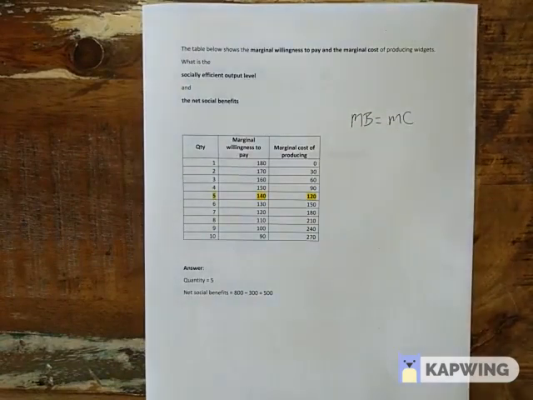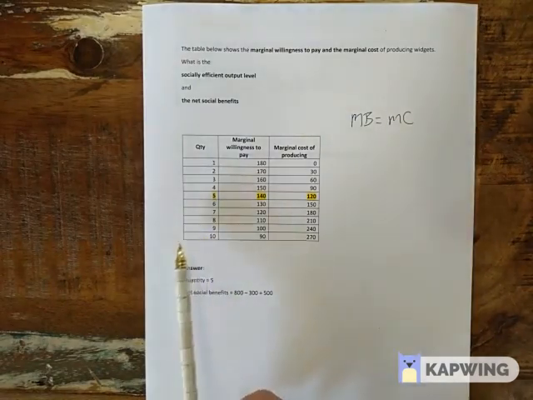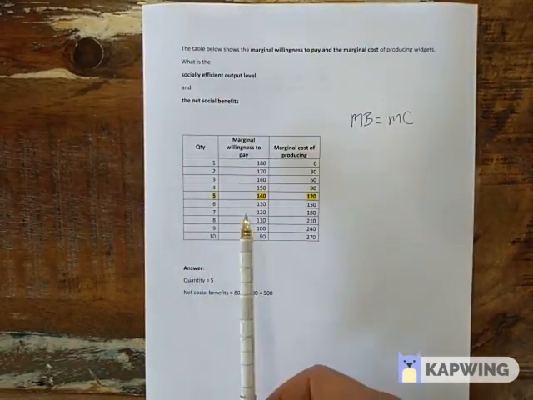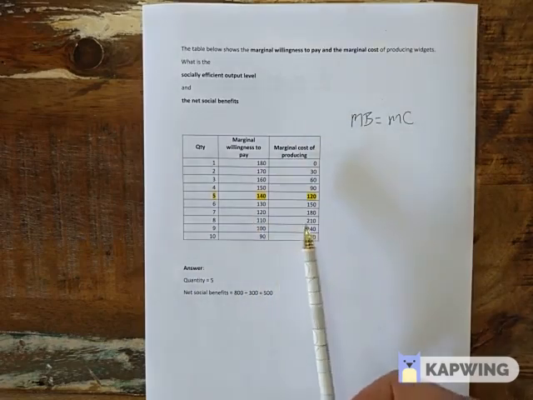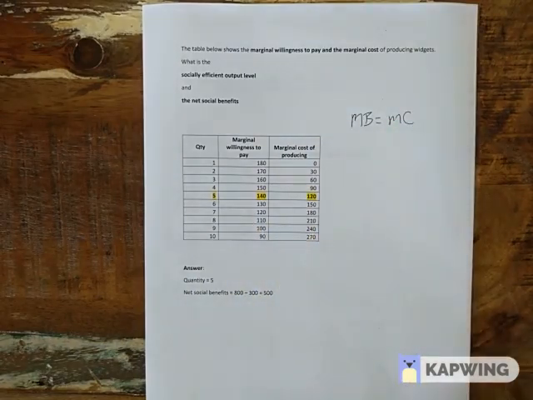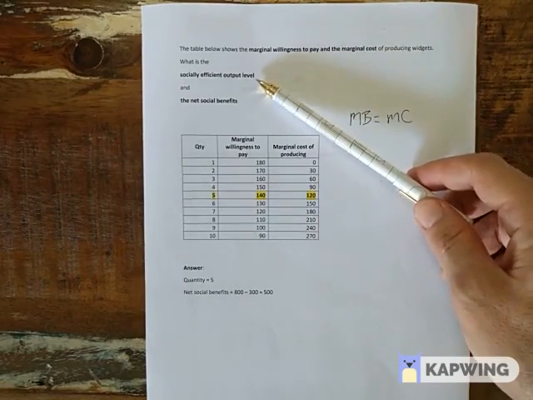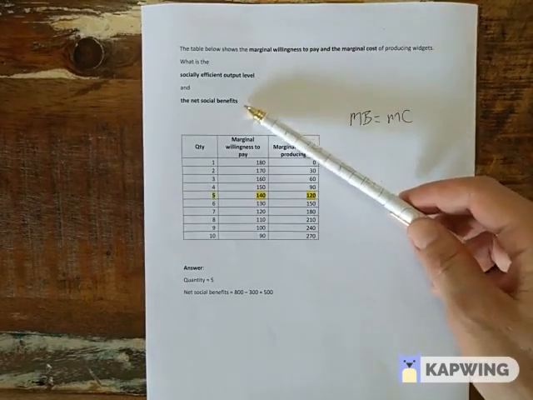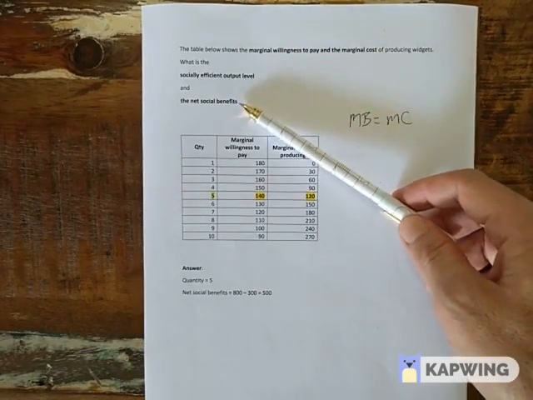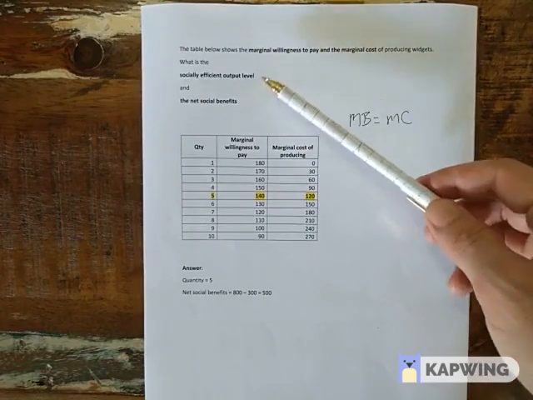On this topic of willingness to pay, let's take a look at this table. We have three columns, a quantity column, a marginal willingness to pay column, and a marginal cost of production column. We're producing widgets, we're told. What we're being asked to do is figure out the socially efficient output level and the net social benefits at that output level. So let's figure this one out first.